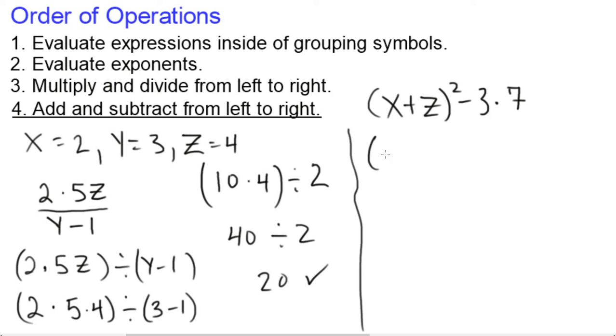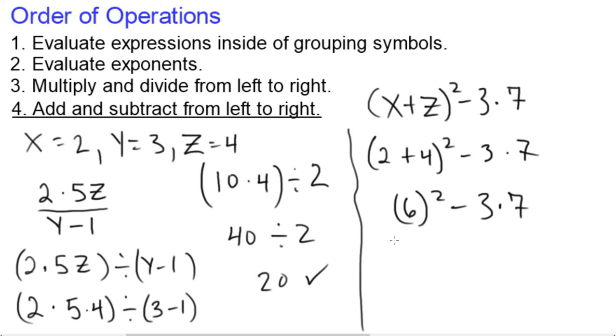We have 2 plus 4 squared minus 3 times 7. And so now I'm still working inside my parentheses. That's always first. So I have 2 plus 4, 6 squared minus 3 times 7. 6 squared is just 6 times 6 minus 3 times 7. I can work this out now and just leave it here. 3 times 7, 21. 6 times 6, 36. Minus 21. 36 minus 21 is just 15. And so that's order of operations.